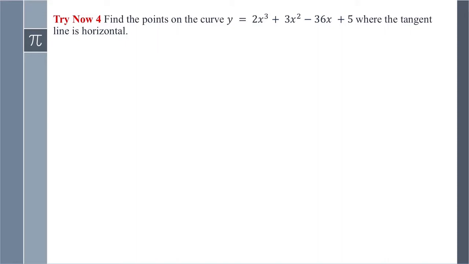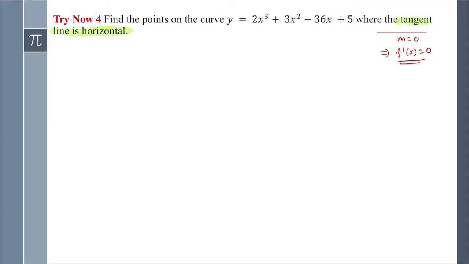So now this problem is asking you to find the points on the curve of that function where the tangent line is horizontal. So this is very important, okay? The tangent line is horizontal. So let's talk about that. When the tangent line is horizontal, that means it's a horizontal line. The slope of the horizontal line is 0. So basically it means wherever the tangent is horizontal, the slope is 0, which means the derivative is 0.